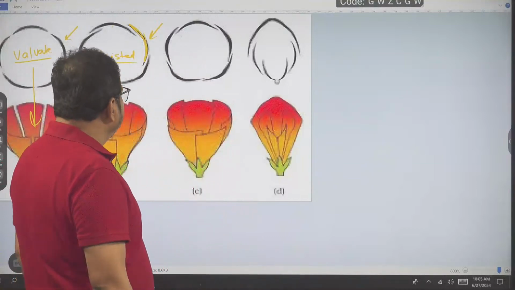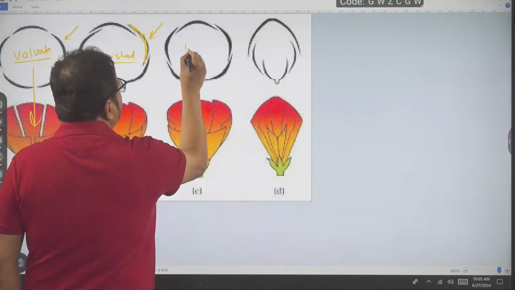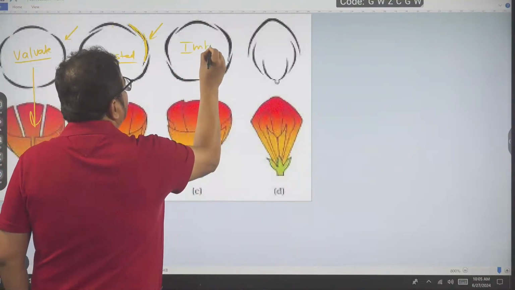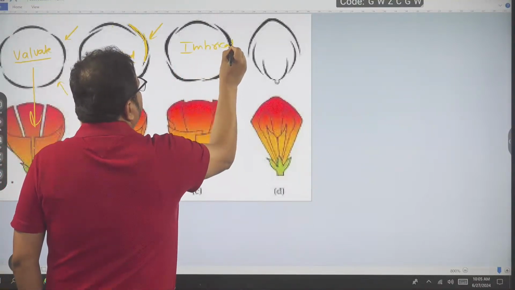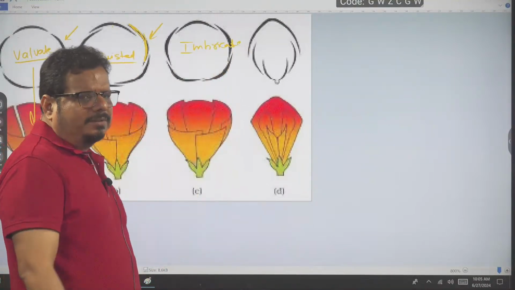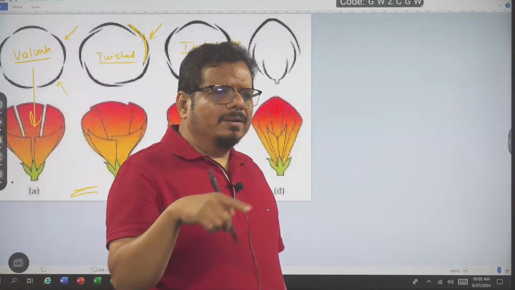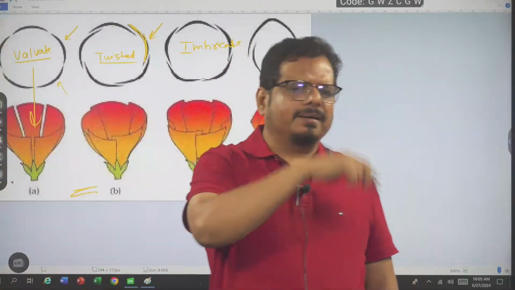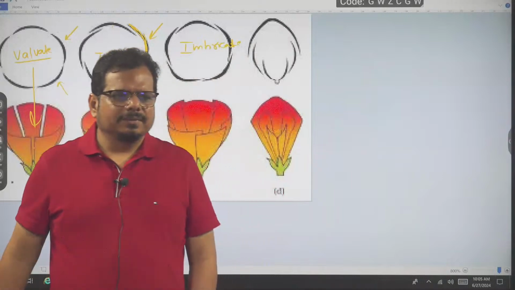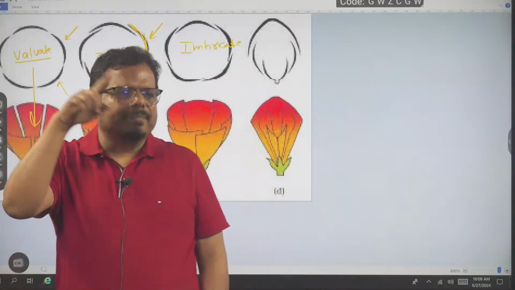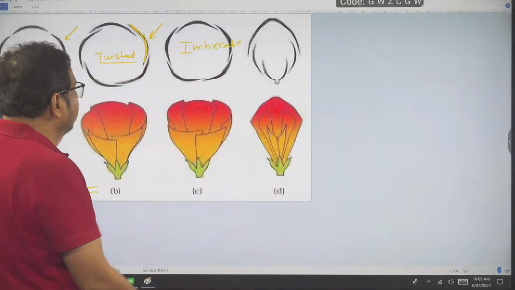Right. Now we are going to talk about imbricate, the third type. In imbricate, NCERT wrote that overlapping does not occur in a direction, not in a pattern. When overlapping does not occur in a specific pattern, that is called imbricate. That is written in NCERT.